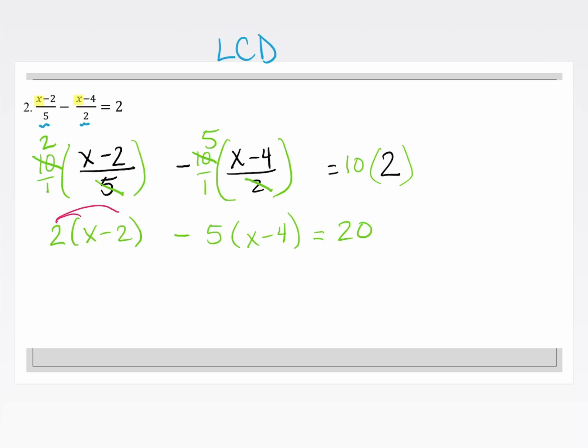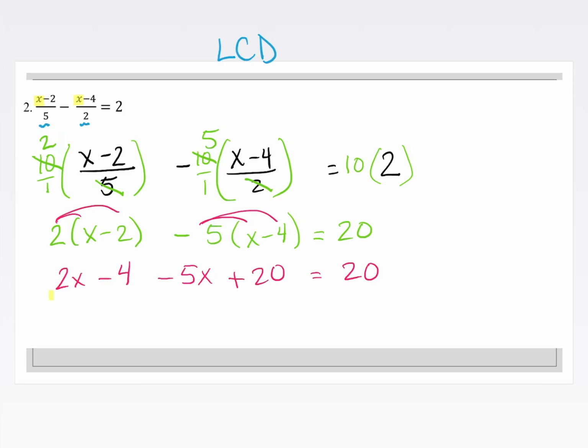Now we can apply the distributive property. So 2 times x is 2x minus 2 times negative 2 is 4. Then we have negative 5 times x is negative 5x. Negative 5 times negative 4 is positive 20 equals 20. Now we can just combine our like terms, get our variable on one side and our constant on the other.